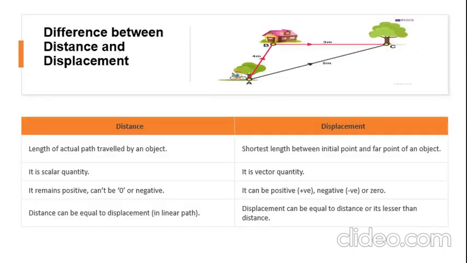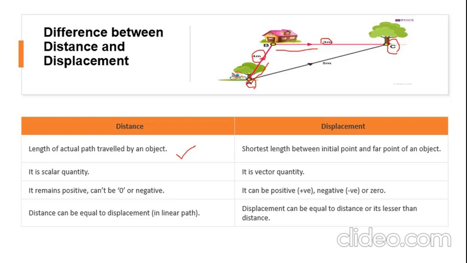Now let's see the difference between distance and displacement, one of the important questions in this lesson. First point is the definition. What is the definition of distance? Actual path traveled by an object. I've given a diagram here. A boy is moving from position A to position C. What is the distance traveled by him? From A to B and B to C. So 4 kilometers plus 3 kilometers is equal to 7 kilometers. This is the distance covered by the boy.